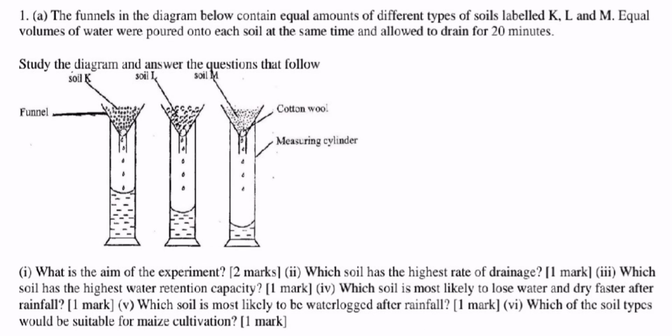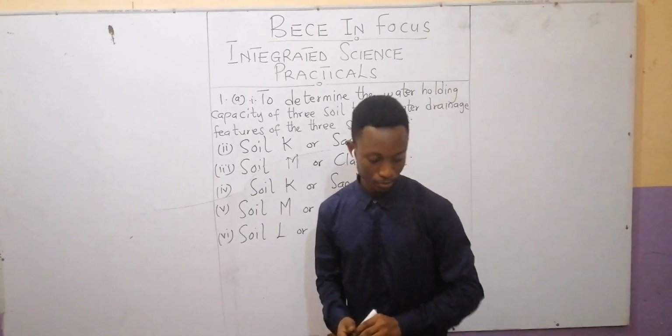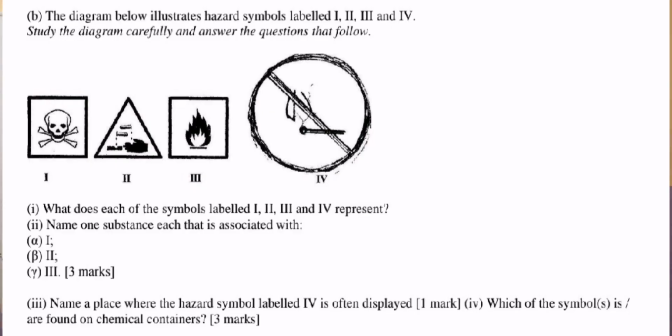Then VI. Which of the soil types would be suitable for maize cultivation? We are talking of the soil type that is good or recommended for agriculture. And that goes to the soil L, that is loamy soil. So, so far we are done with answers on 1A. That is an experiment to demonstrate the water holding capacity of the terrace soil samples, or to determine the water drainage. Let's move to B.